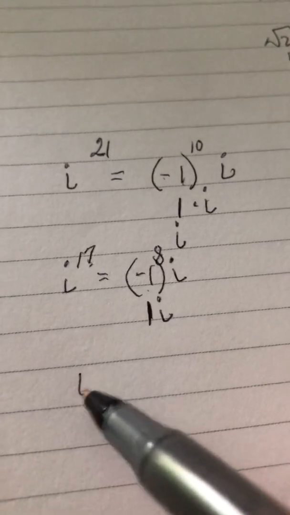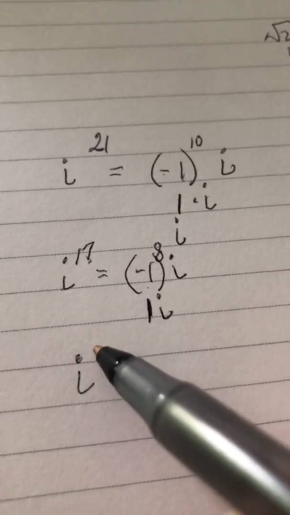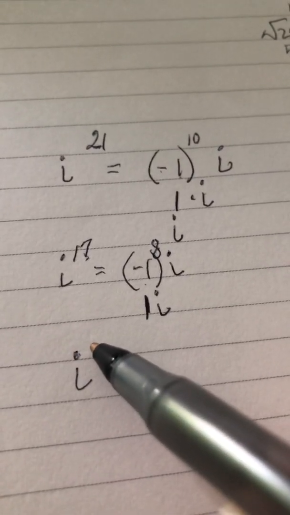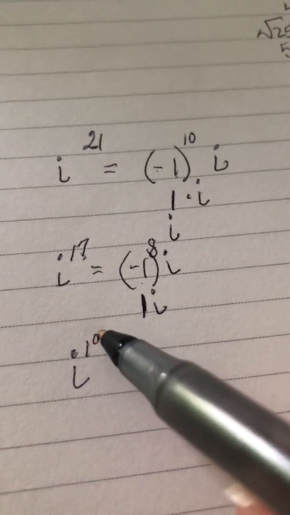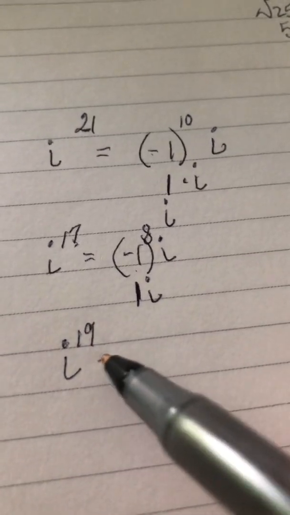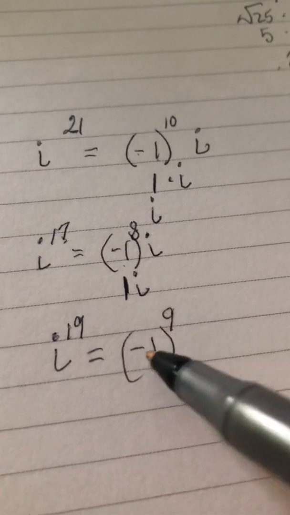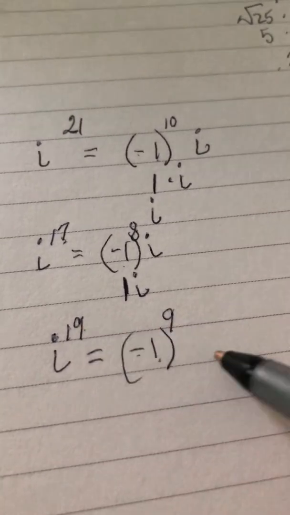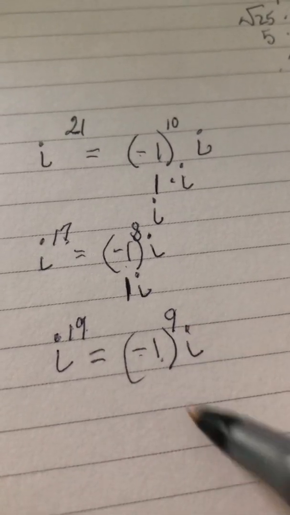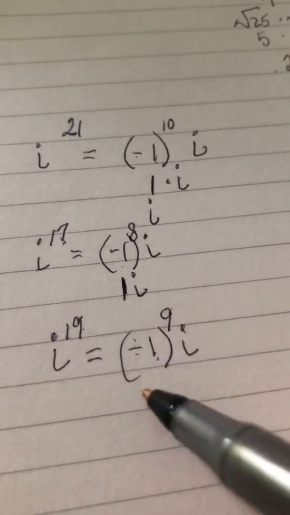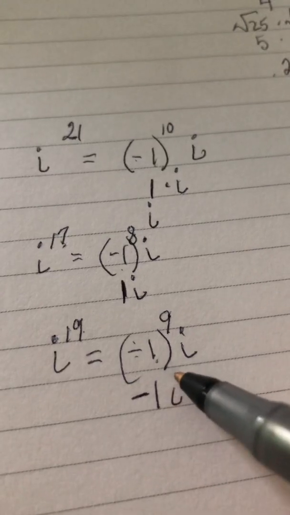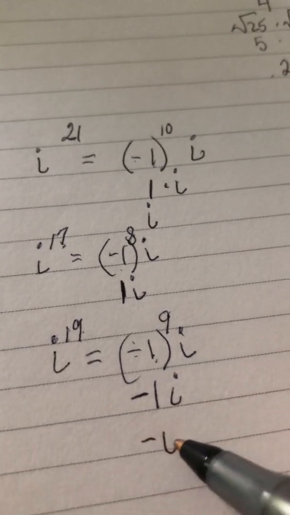If I have i to the 18th, or let's do 19th, i to the 19th. That gives me 9 sets of negative 1 with 1 left over. Well, negative 1 to the 9th power is negative 1. So negative i is the answer.